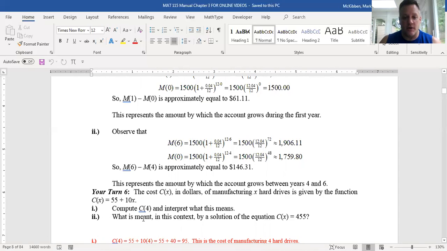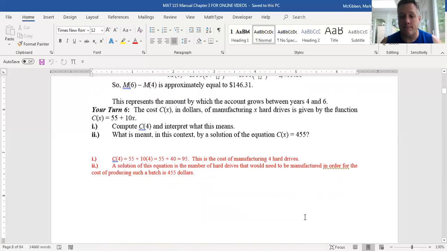All right, and so part 2 here, what is meant in this context by a solution of this equation? Well, remember, C of x represents the cost of manufacturing x hard drives. If that cost is equal to $455, what a solution would be is the number of hard drives x that you could manufacture, so the cost would be $455.